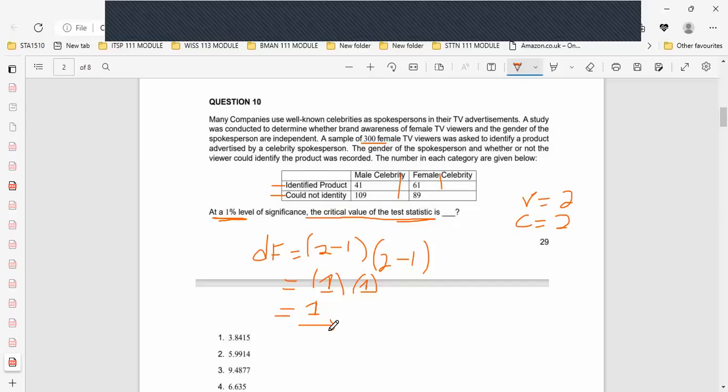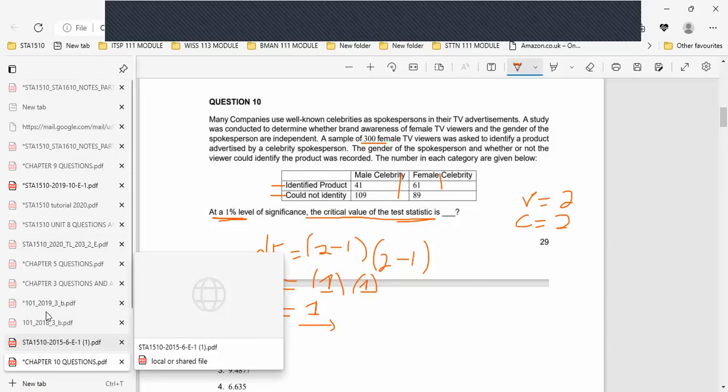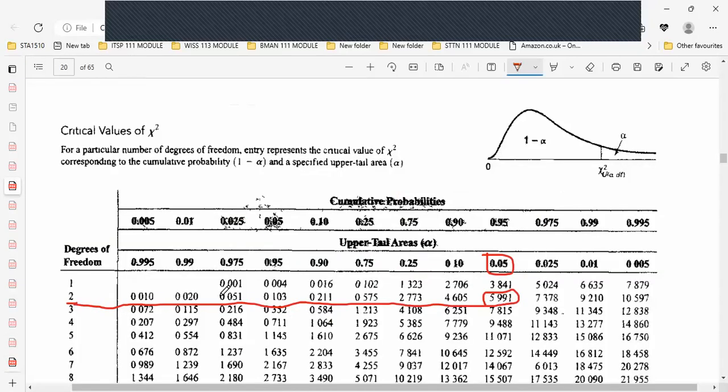Now we know our degrees of freedom. With the degrees of freedom, we can now use the level of significance, 0.01. Now we check on our table. Where is it? We have 1. We check 1 here. We check under 0.01. Here it is, 0.01. You see.